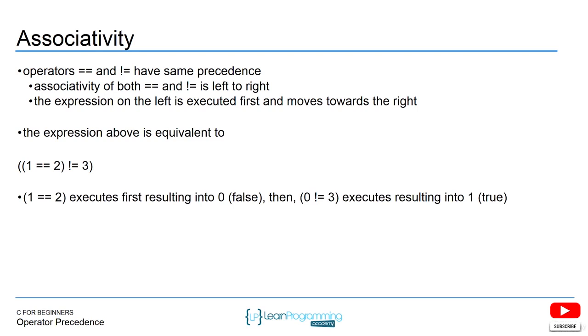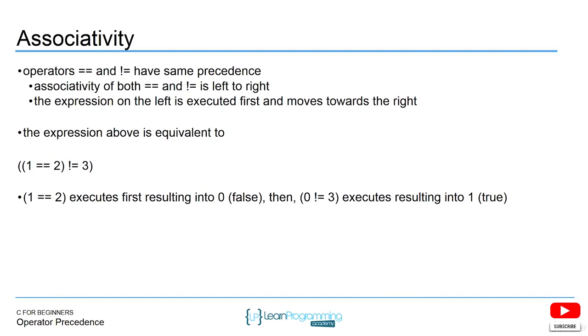So 1 equals 2 executes first, resulting in 0, false. Then 0 is not equal to 3 executes, resulting in 1, true. So I said false initially, but obviously 0 is not equal to 3, so the whole thing would evaluate to true, I'm sorry, because 0 is not equal to 3. I was saying it's false because of the not equals, but that means it actually evaluates to true. So pretty neat there.